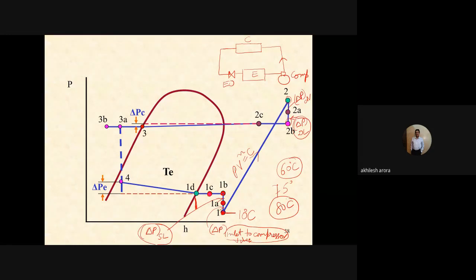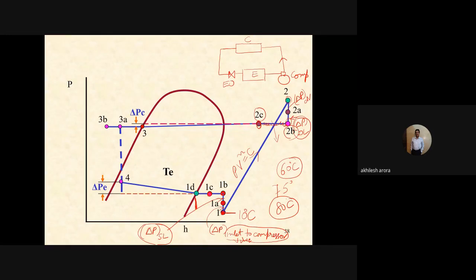Then 2B to 2C. Now at 2B, the refrigerant is superheated. The temperature here is larger in comparison to the surrounding temperature. So what will happen from 2B to 2C? It is the heat lost by the refrigerant in the delivery line to the surroundings. So the temperature reduces from 2B to 2C. This is the heat lost in the delivery line.